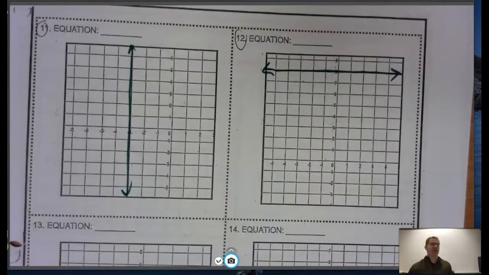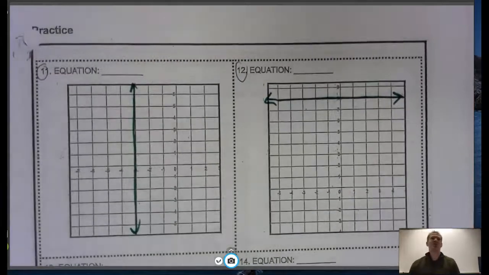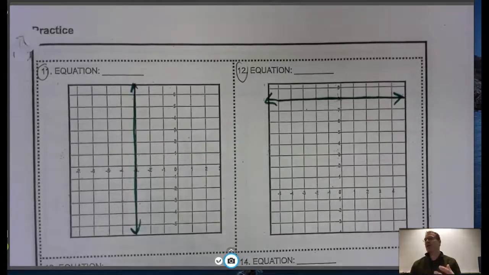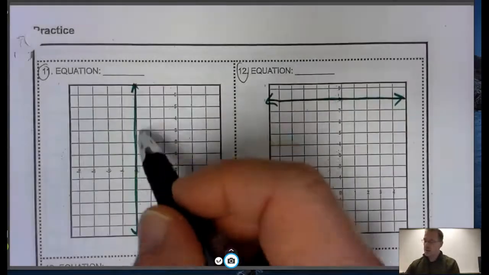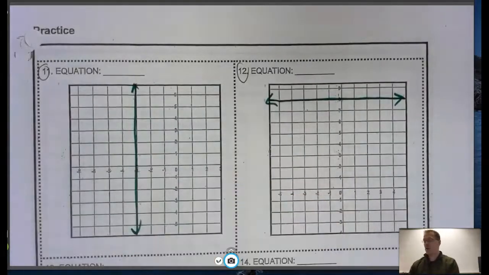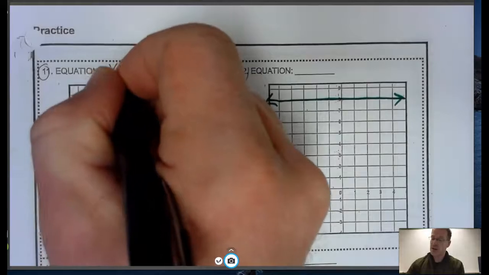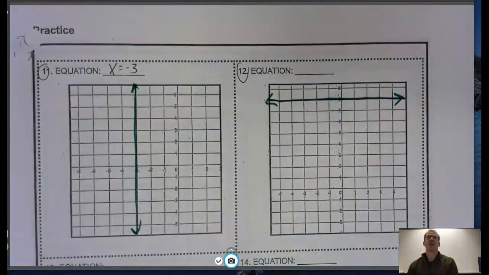So now let's look at page 67. I went ahead and outlined these in green just to make it a little bit easier for you to see. Notice this is how easy it should be. Number 11 is a vertical line. All vertical lines have an equation of x equals a. And notice this goes through x equals negative 3. So the equation of this line is just x equals negative 3. And that's all you have to do to write the equation of a vertical line.